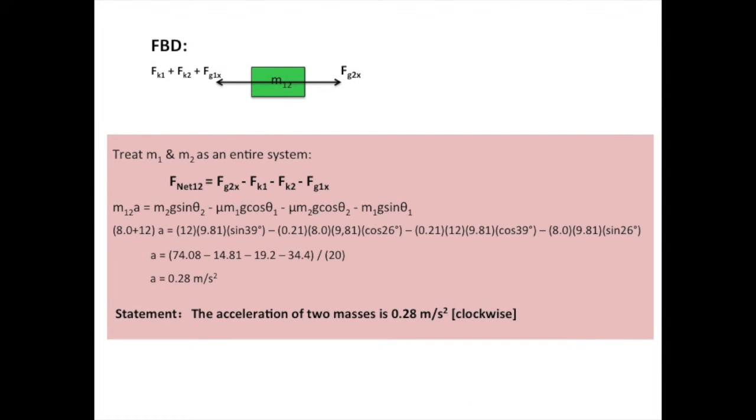Treat m1 and m2 as an entire system, so the horizontal net force equals Fg2x minus the kinetic friction of m1 and m2 minus Fg1x, and use the formula F equals ma to solve the acceleration. Put the values in the formula to solve. The final acceleration of the two masses is 0.28 meters per second squared. The direction of the acceleration is clockwise.